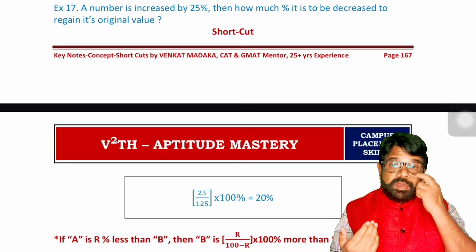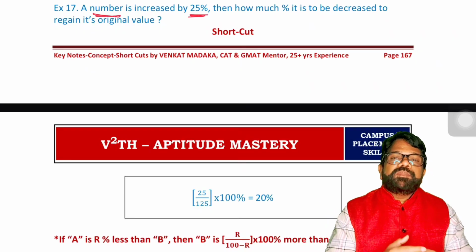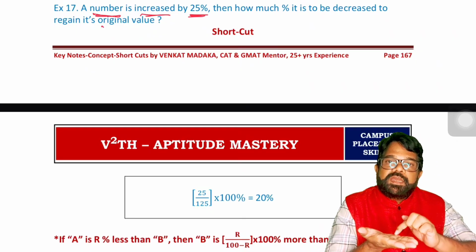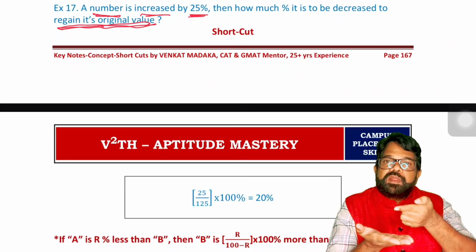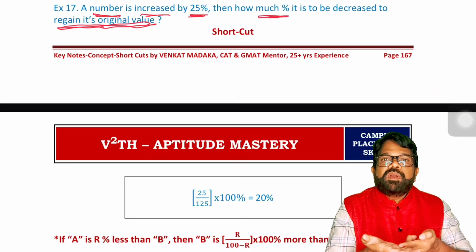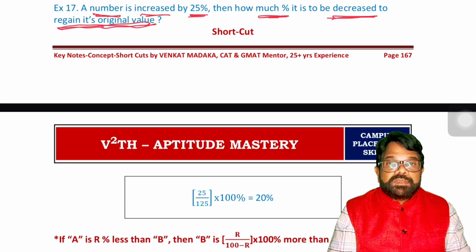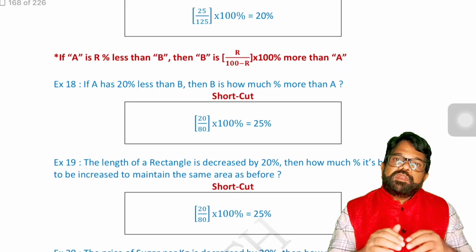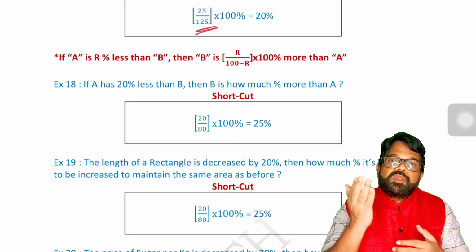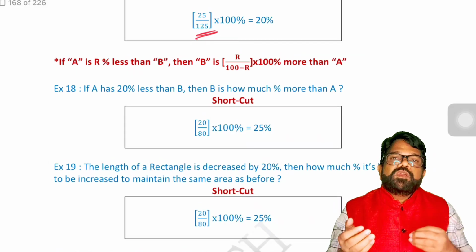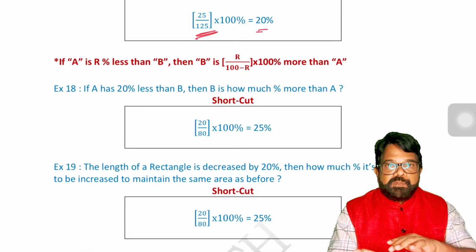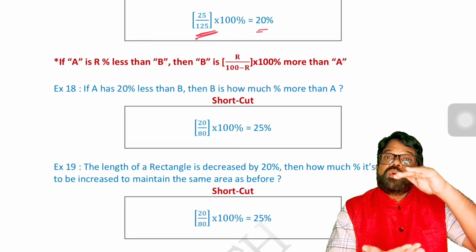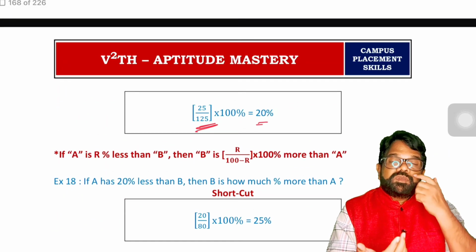Now one more example is that a number is increased by 25%. To regain its original value, originally a number is there, it is increased by 25%. To regain its original value again, how much percent is it to be decreased? You have to apply the same keynote, R by 100 plus R into 100%. R is 25, 25 by 125 into 100, 25 5s gets cancelled, 5 20s gets cancelled. So 20% it is to be decreased. Only 20% it is to be decreased to regain its original value.